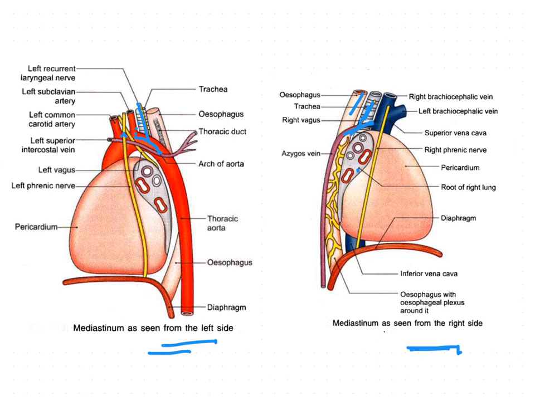On the right side it is related to the right vagus. On the left side it is related to the left recurrent laryngeal nerve. So these are the structures related on the posterior side, right side and the left side. And previously we have seen the anterior relations. So these are all the relations of the trachea.